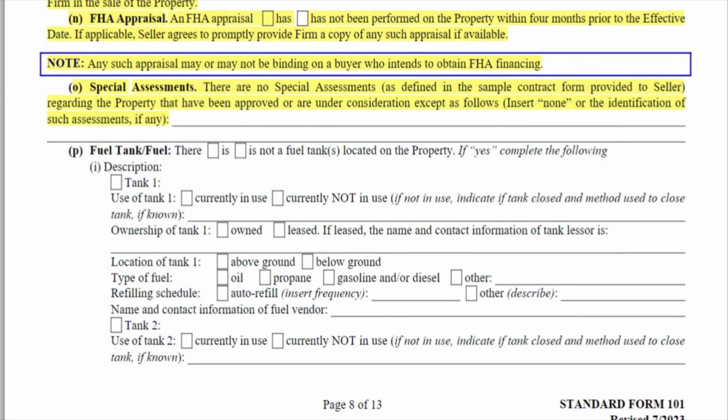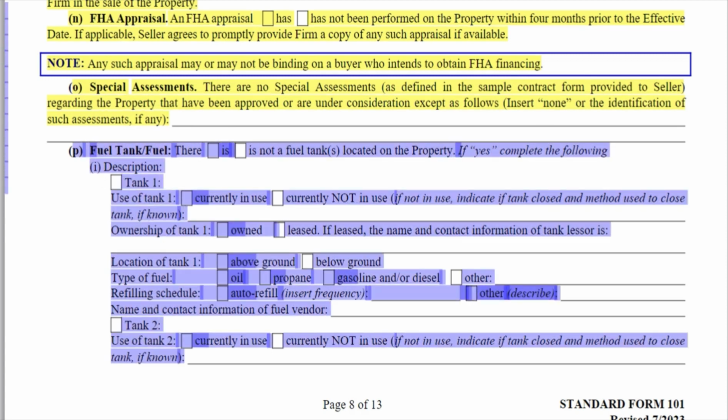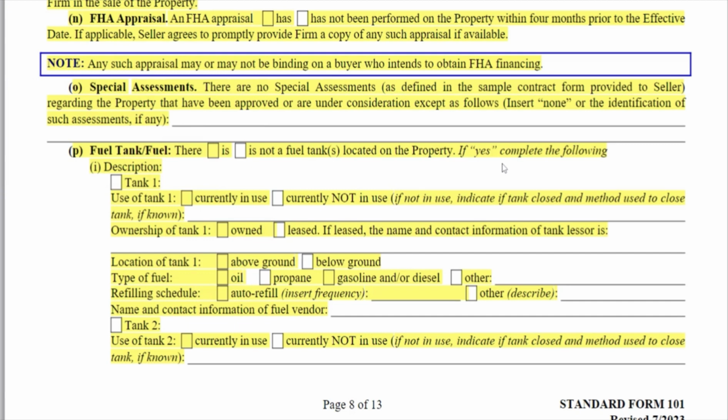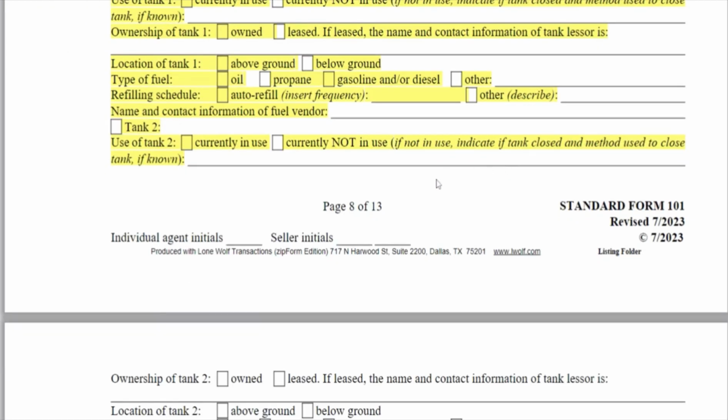Okay, we're at O, special assessments. There are no special assessments as defined in the sample contract form provided to the sellers regarding the property that have been approved or under consideration, except as follows. And then you need to insert the identification of such assessments, if any. So if there are any assessments on the property that you know of, approved or confirmed, we need to know that. And this is getting down to the fuel tanks and all the information on the fuel tank. If you know you have a fuel tank, we need all of that information. Anything that you do know about it, if it's leased, if it's owned, we need to know that.